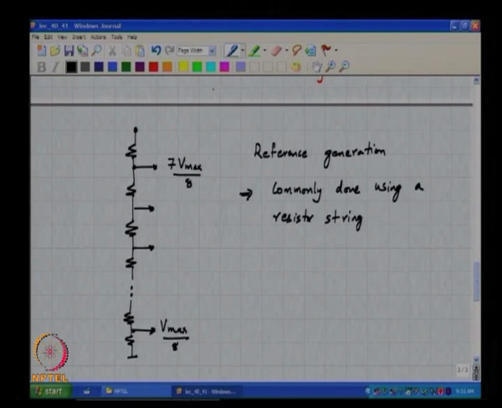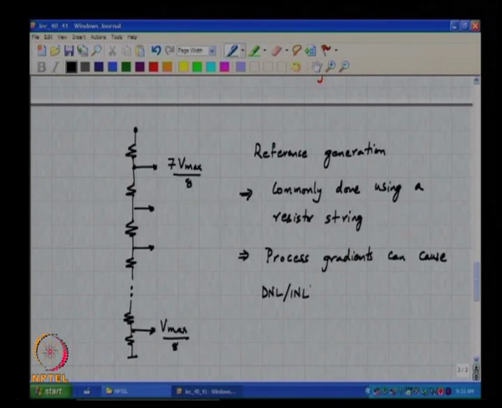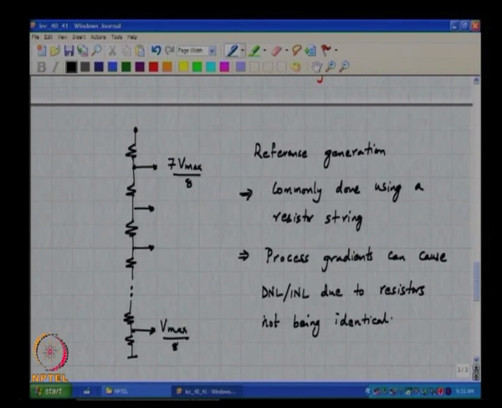You understand? So one thing you must be aware of is that process gradients can cause DNL and INL. Of course, the resistors are also mismatched statistically, and this means that you will get some small amount of DNL and INL anyway. Okay.